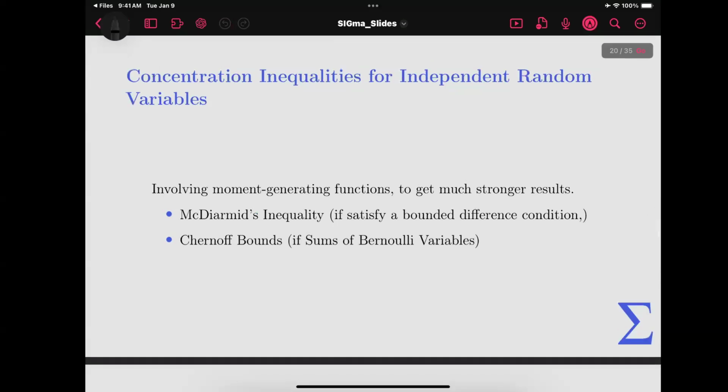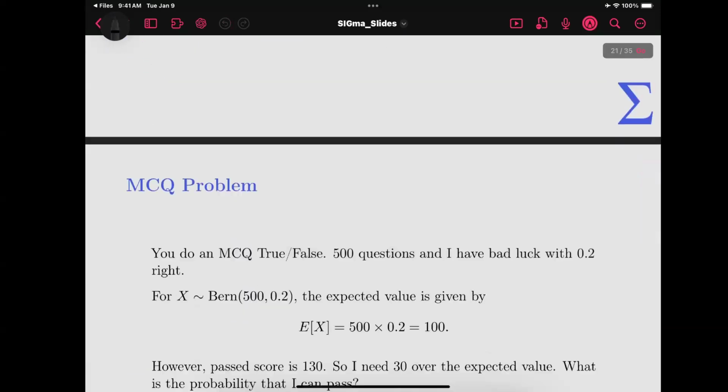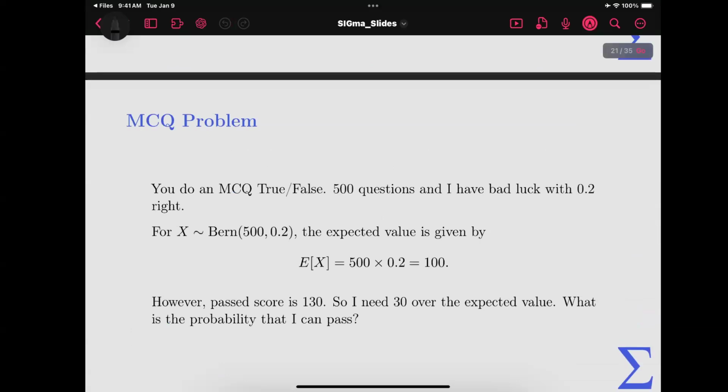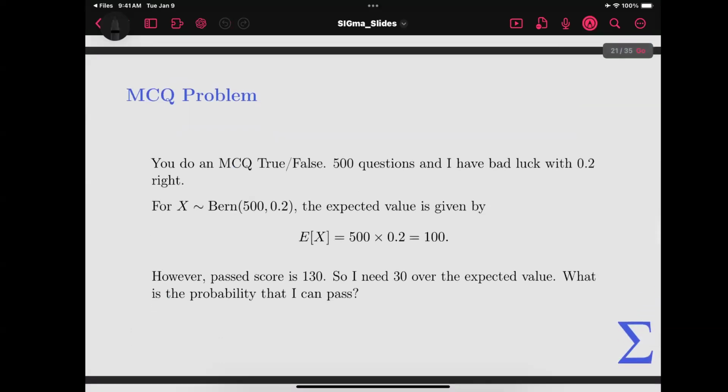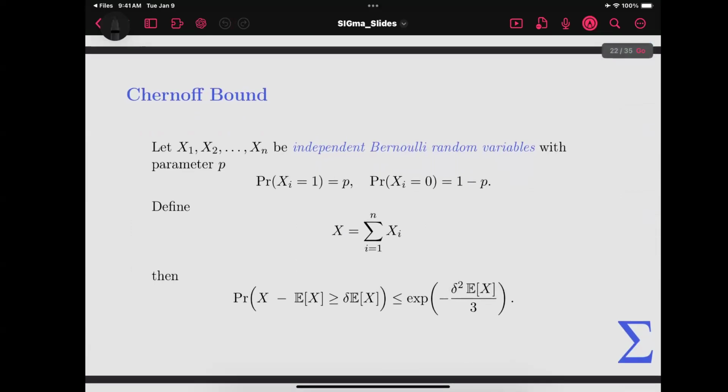The second one that I also see a lot in concentration inequalities is the Chernoff bound. The Chernoff bound is only used if you are dealing with a sum of Bernoulli distributions. I will apply it so we can see how it is used. We're going back to our problem with a true-false question. First, I'm going to explain how you can use the Chernoff bound. It applies when you have X1 to Xn independent Bernoulli random variables. That is the only case in which you can use Chernoff.